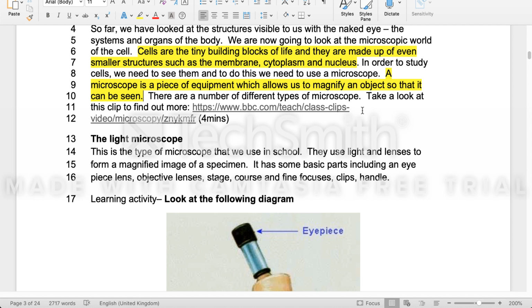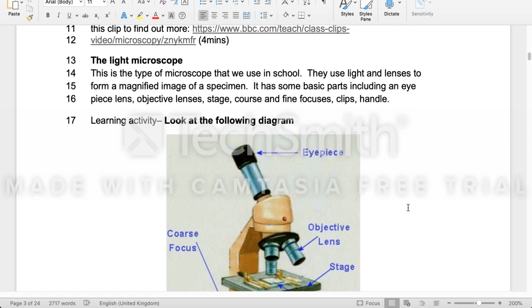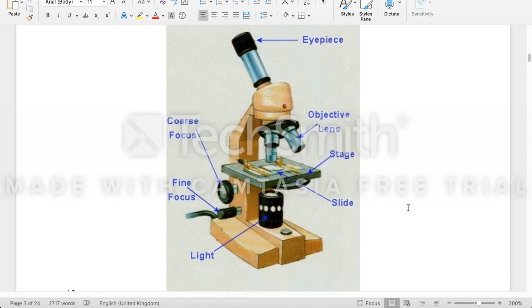And so you can check out this link here on BBC Bitesize that tells you a little bit more about microscopes and how they work and about the different ones. So if we were in a classroom, I would definitely show you these light microscopes. They use, like the name implies, light and lenses to form a magnified image of a specimen. It has some basic parts, including an eyepiece lens, objective lens, stage, coarse and fine focuses, clips, and handles. So look at this diagram right here.